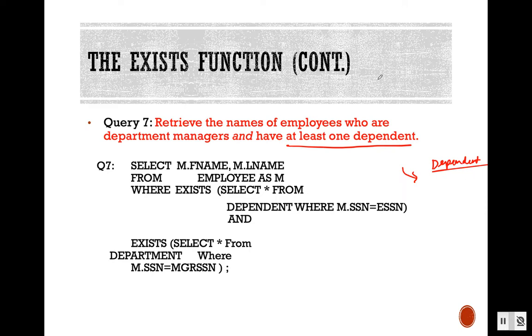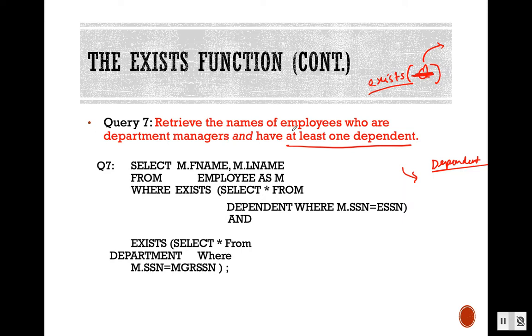How can we do that? We can use the exist function. Inside the exist function we can run another query, which will find whether the given employee has a dependent record in the dependent table. If the query has at least one record, the exist function will be true. This query is also asking who are department managers.